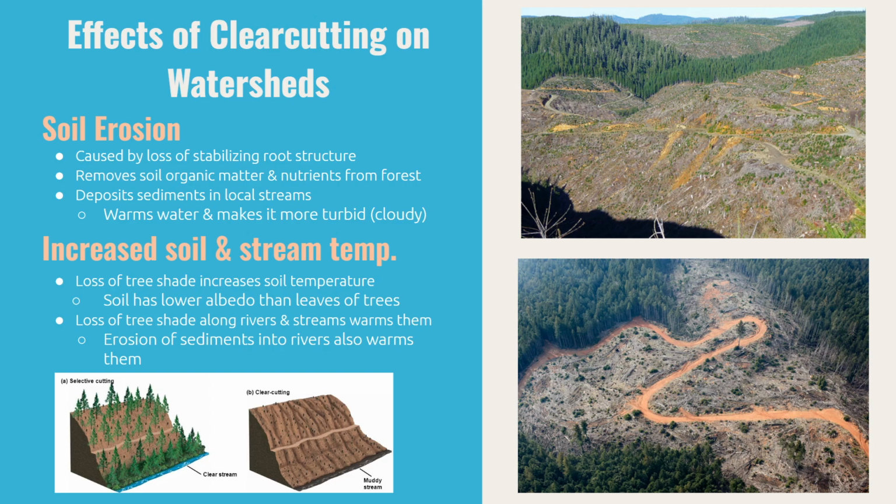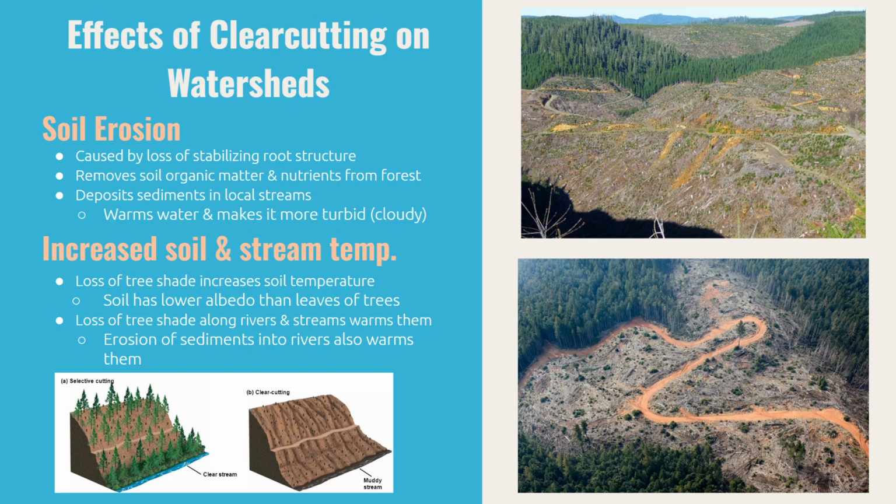We can see in this diagram that when trees are present along the banks of the stream, they catch a lot of the sediment being eroded from the hillside above. Without them in the clear-cut diagram to the right, the runoff carries sediment right into the stream. The loss of the shade provided by the trees also allows more sunlight to reach the soil and the stream, which increases the temperature of both the soil and the water.